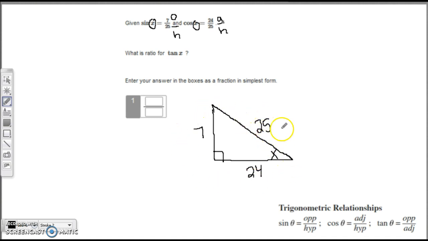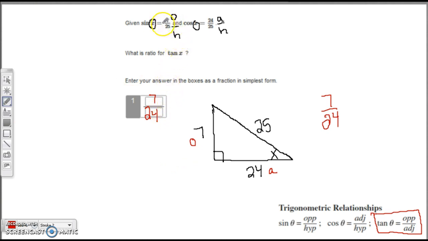So for me, I like to label the triangle, and then I can easily see that the tangent is the opposite over the adjacent. So I'm going to do opposite over adjacent, and my tangent would be 7 over 24. Now we do need to make sure that that doesn't reduce, but 7 is prime, so there's nothing that we can divide that by, and it doesn't go into 24, so that's it, 7 over 24.